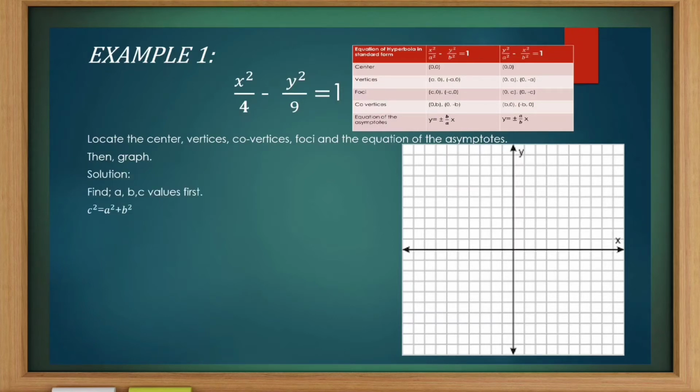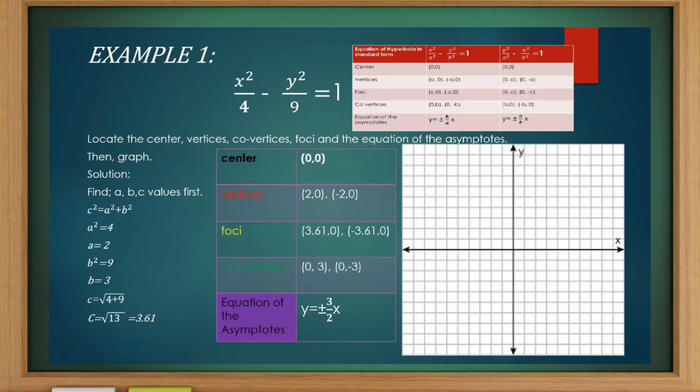Solution: find the value of a, b, and c first using the formula c squared equals a squared plus b squared. So we have a squared is 4, so to find a, we have 2. Our b squared is 9, so to find b, we have 3. Then to find c, just substitute the value of your a and b, so we have c equals square root of 13, which is 3.61.